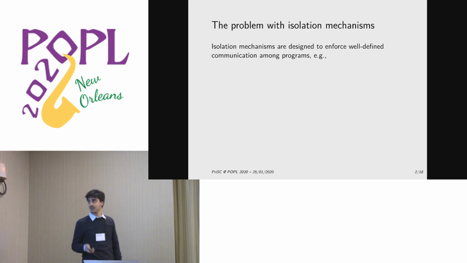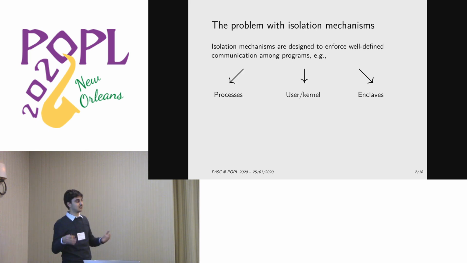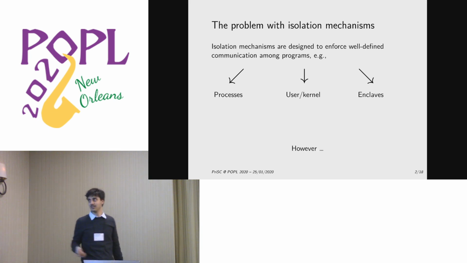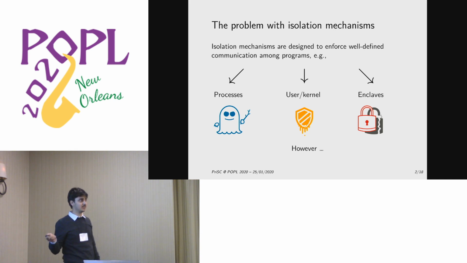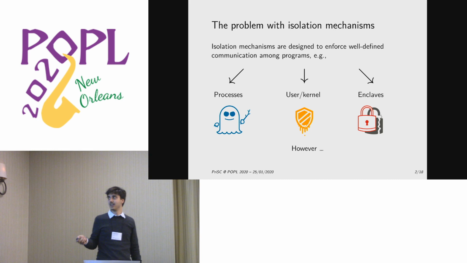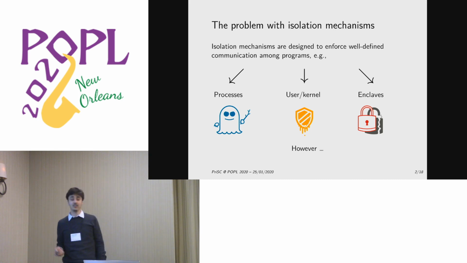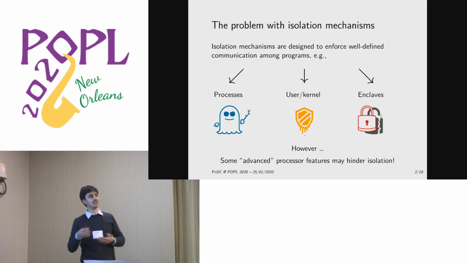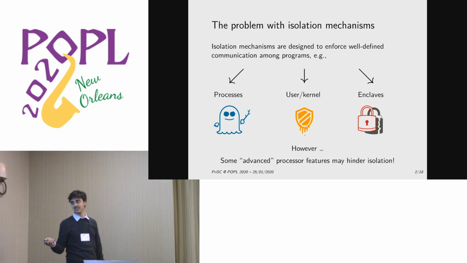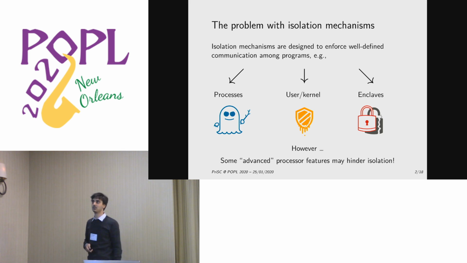Isolation mechanisms like processes, user-kernel isolation, or enclaves are, well, broken. For example, processes are broken by Spectre. We have seen many talks today. User-kernel is broken by Meltdown, and perhaps a bit less famous, enclaves are broken by Foreshadow. So it looks like some advanced processor features like caches, speculative execution, and interrupts in our case, break or hinder the isolation mechanisms that are implemented in CPUs.